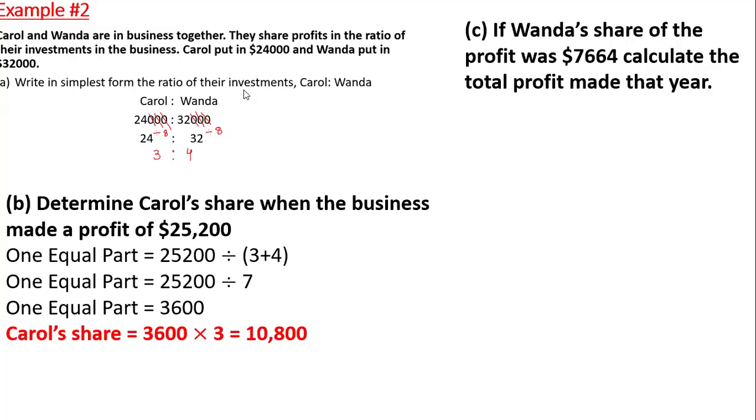Because it says total profit, you have to get a bigger number, and dividing would give you a smaller number. So would you multiply 7,664 by 12, and then... never mind.